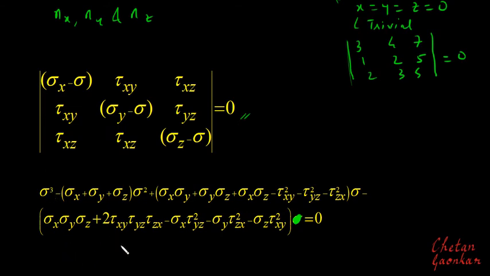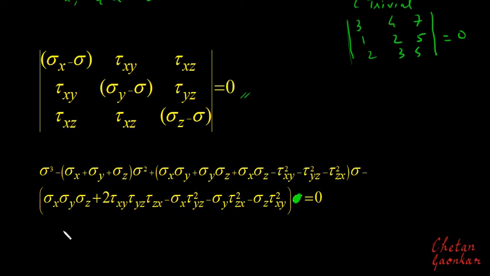There will be three roots of sigma, and I can denote those three roots as sigma 1, sigma 2 and sigma 3. And we can show that these will always be real roots, which we may also prove in our next sessions. But for the time being, we will consider that these three roots are real roots.